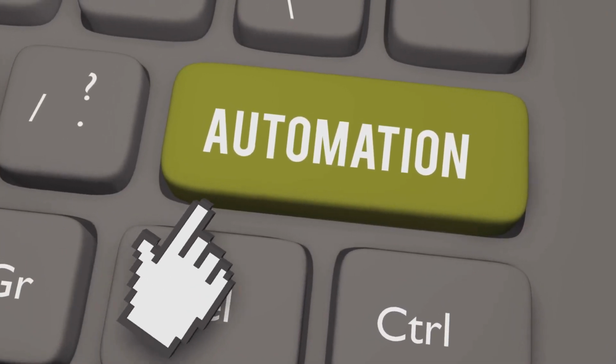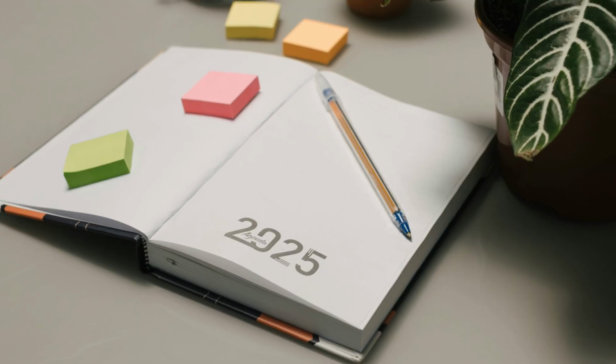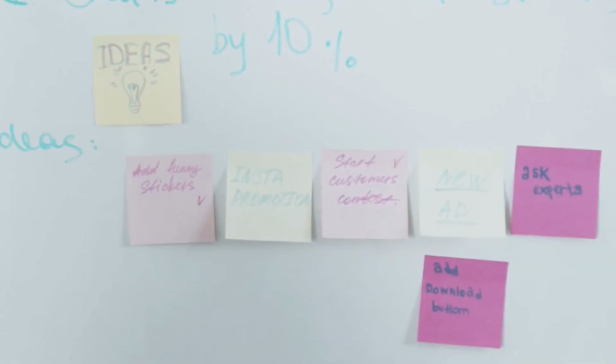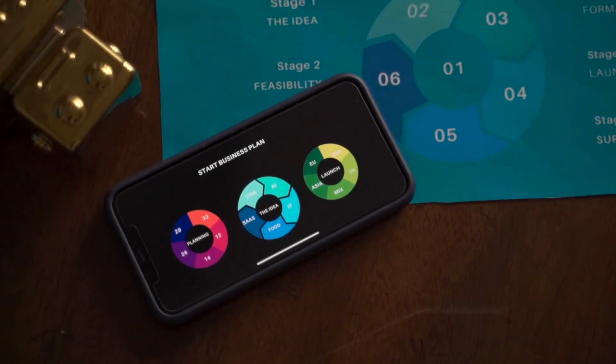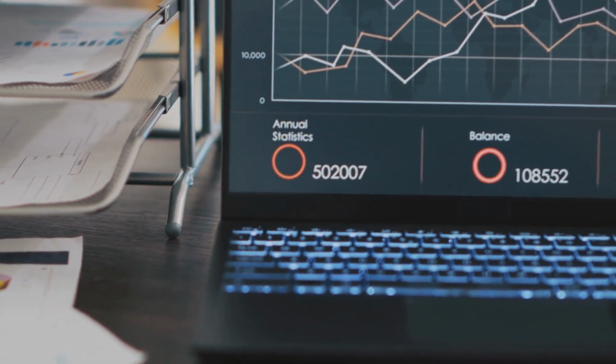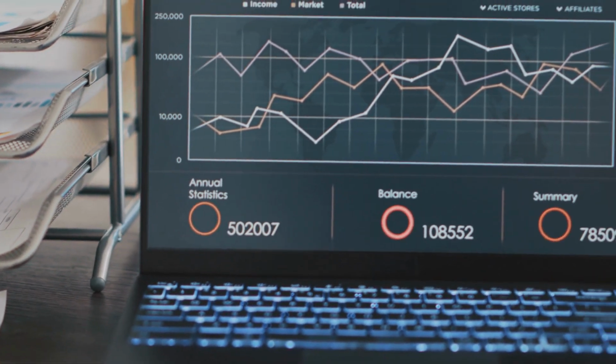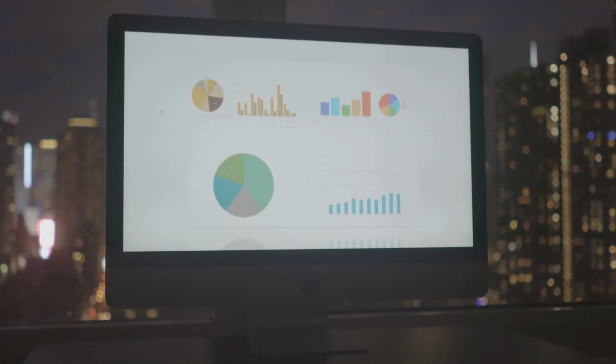Ask 3 straightforward questions now. What worked well last year? What wasted time or money? What should stay the same? Be honest, not harsh, with answers. Write short notes under each question.